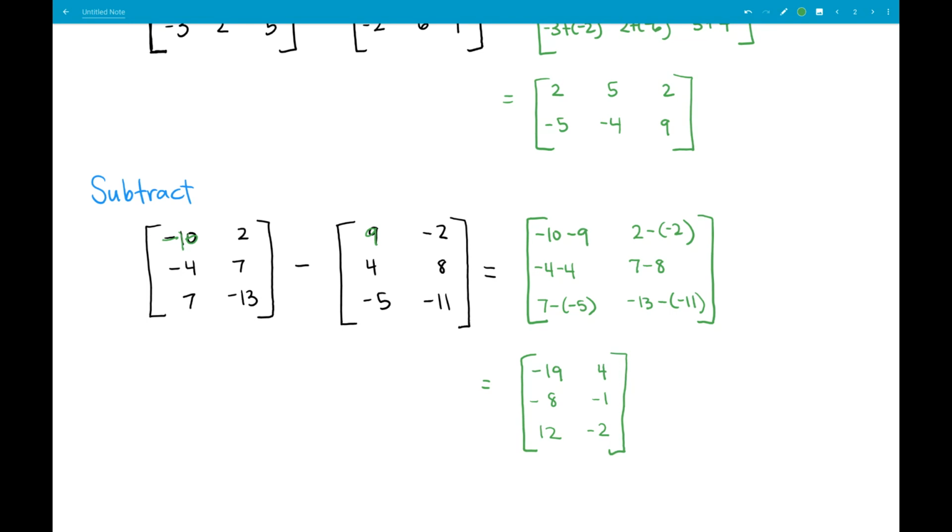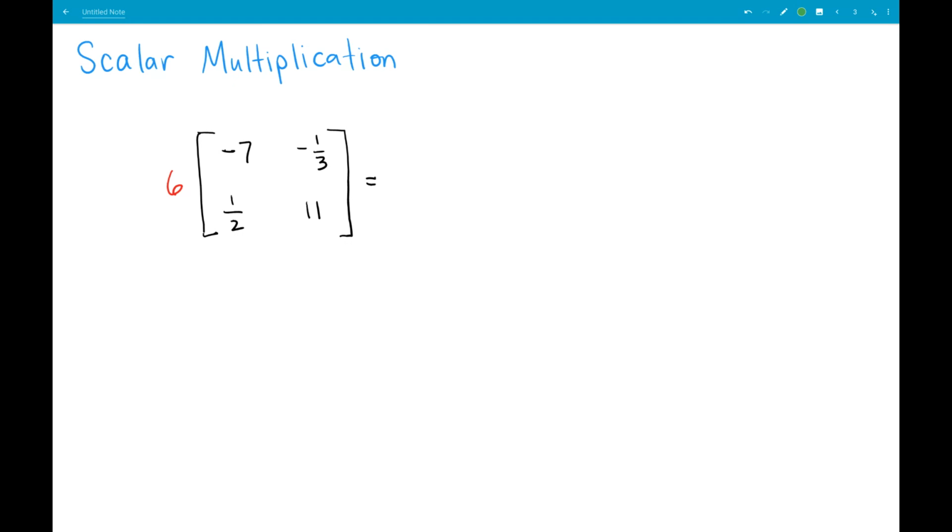Now, if I want to do scalar multiplication, what I would do is I would just look at this example. I'm doing 6 times this matrix. I would just multiply the 6 to each element of that matrix. So for example, the top left becomes 6 times a negative 7. The top right would be 6 times negative 1/3. Bottom left is 6 times 1/2. And then bottom right is 6 times 11, which then I can just solve.